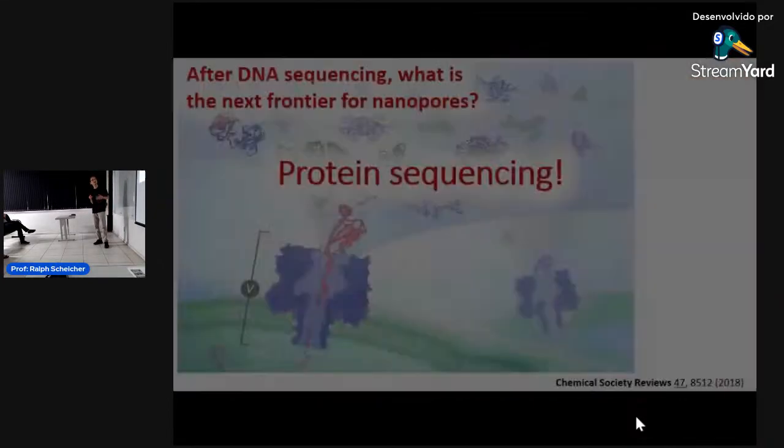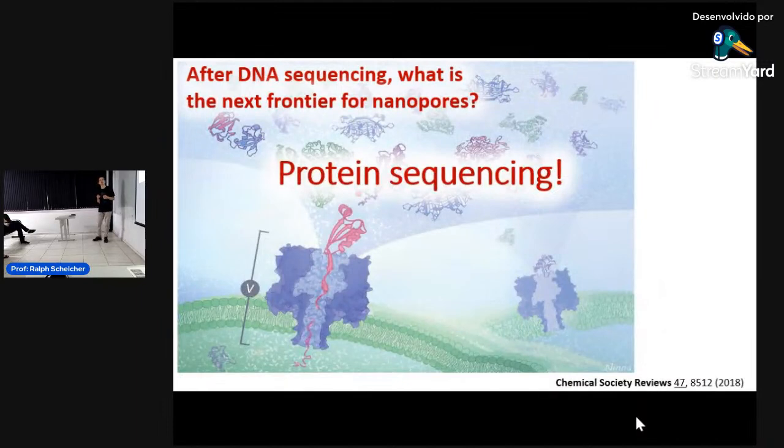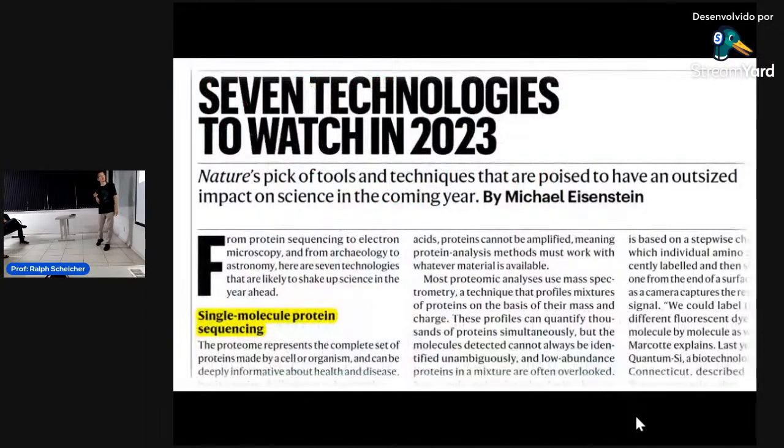But what is next, after DNA sequencing is solved? What is the next big topic that one can address with nanopores? That is actually protein sequencing. There was an article at the beginning of this year where Nature, every year, picks seven of the most promising technologies to look out for during the coming year. In 2023, the first thing on the list was single-molecule protein sequencing, and they mentioned nanopores in there somewhere. So why is this so interesting?